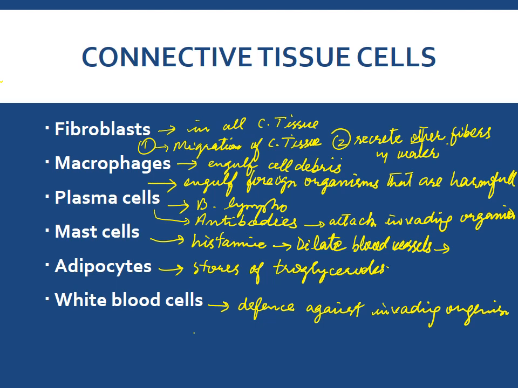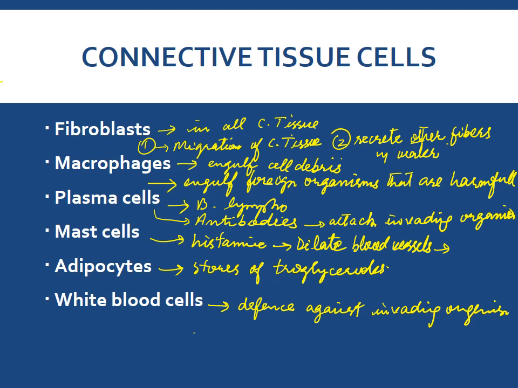Then are the adipocytes. These are also called fat cells. And these act as stores of triglycerides. And the role of this adipose tissue is that they insulate the cells, and also they are a storehouse of energy.